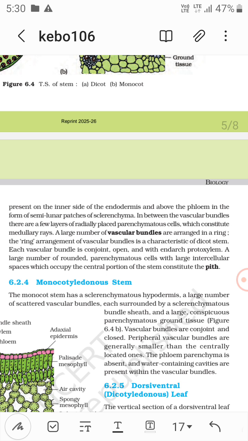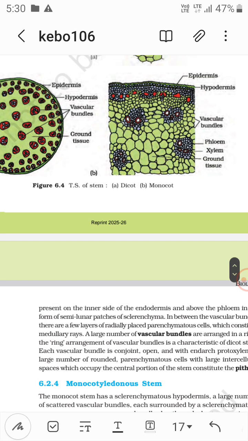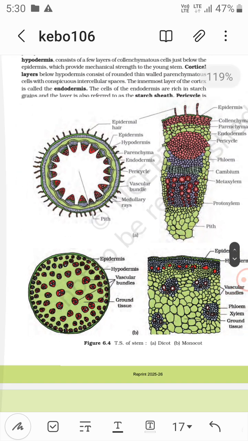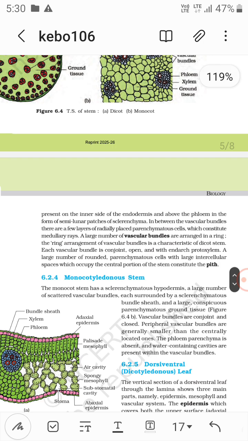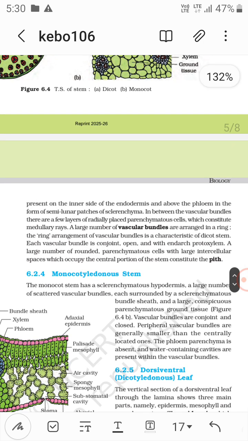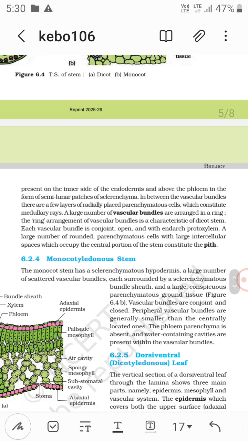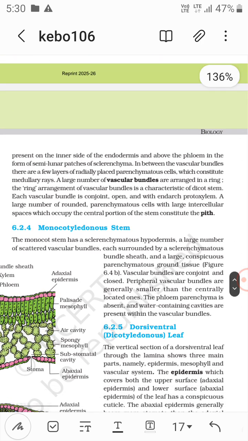A large number of rounded parenchymatous cells with large intercellular spaces, which occupy the central portion of the stem, constitute the pith. So the pith is very large, right, in here.